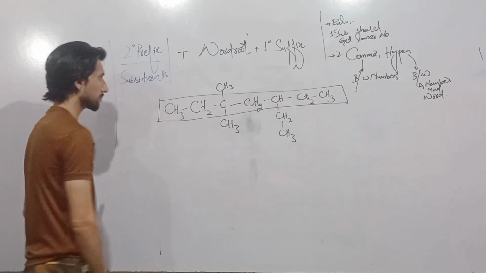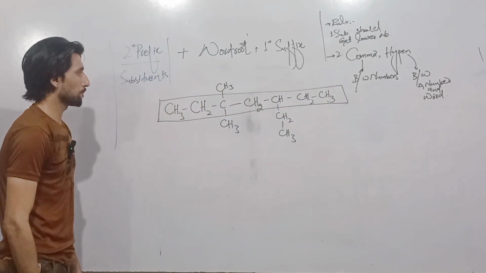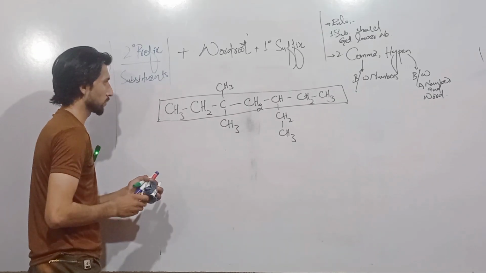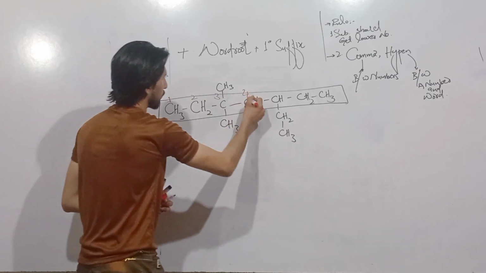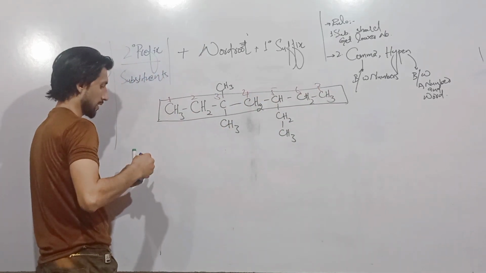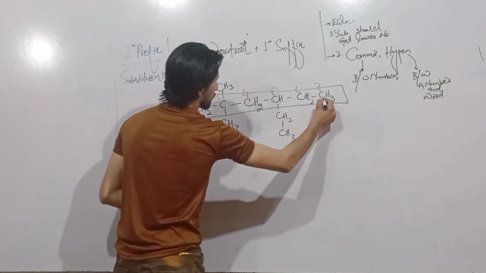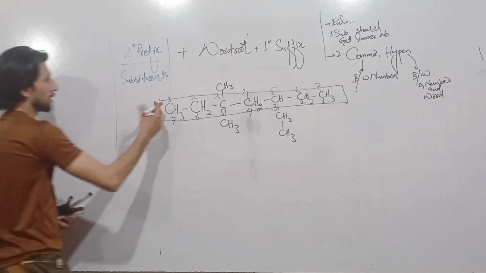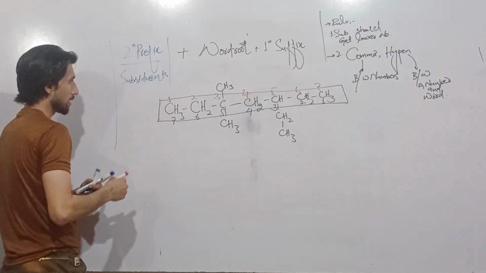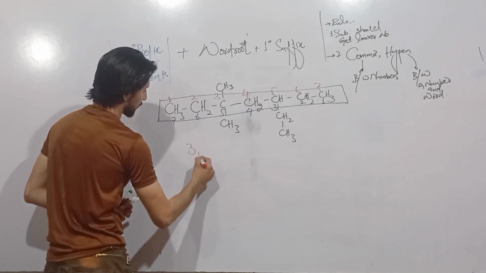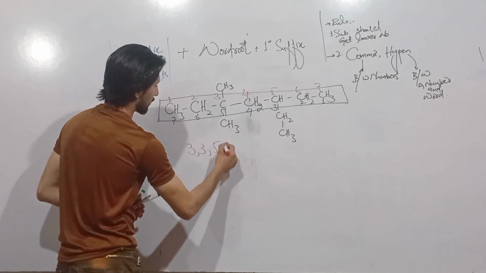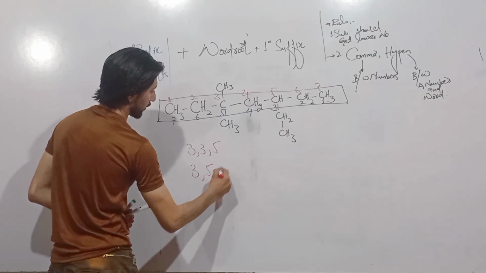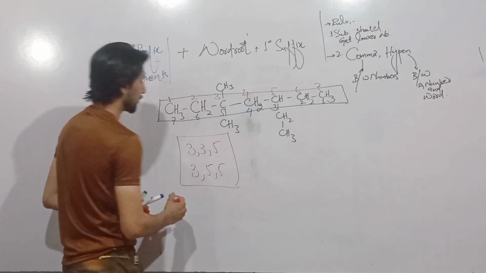is our main chain. Now look at the substituents and number the carbon atoms. I can number our main chain from this side 1, 2, 3, 4, 5, 6, 7, or from that side I can number it 1, 2, 3, 4, 5, 6, and 7. Numbering from this side, I'm getting the substituents on 3, 3, and 5. And from that side, I'm getting the substituents on 3, 5, 5. So which one gets priority?